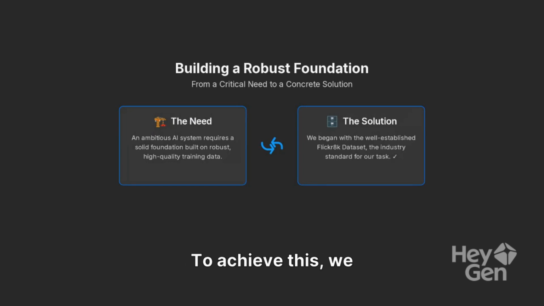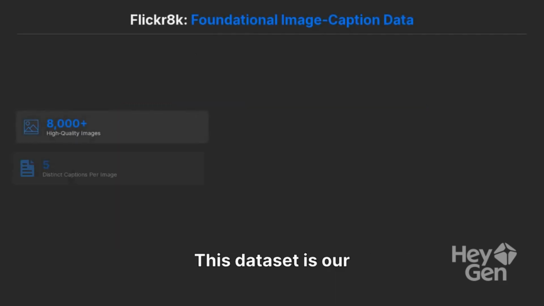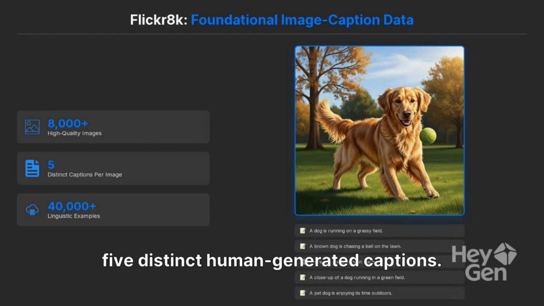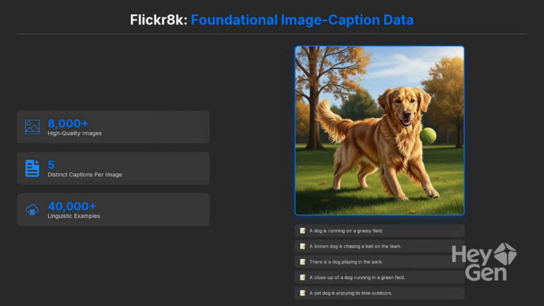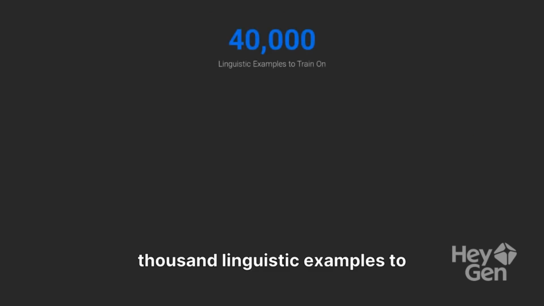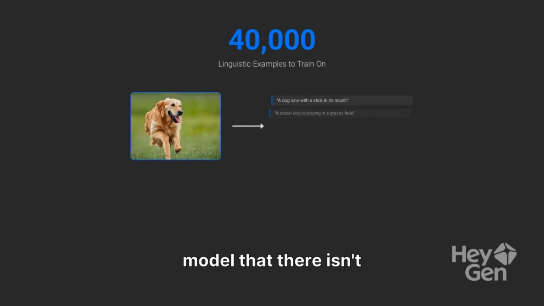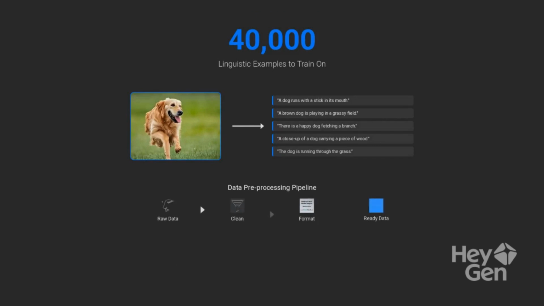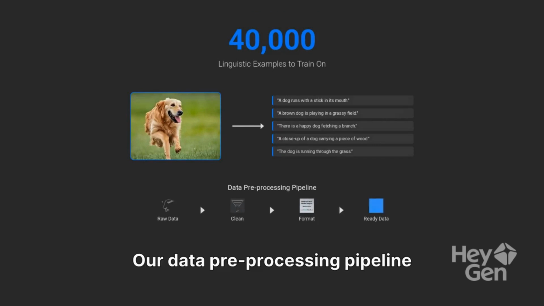To achieve this, we first needed robust training data. We began with the well-established Flickr 8K dataset. This dataset is our foundational truth for image captioning, providing us with over 8,000 images, each rigorously labelled with 5 distinct human-generated captions. This gives us 40,000 linguistic examples to train on, teaching our model that there isn't just one way to describe a scene. There are many valid narratives. Our data pre-processing pipeline cleans and formats this massive dataset, preparing it for the complex training tasks ahead.